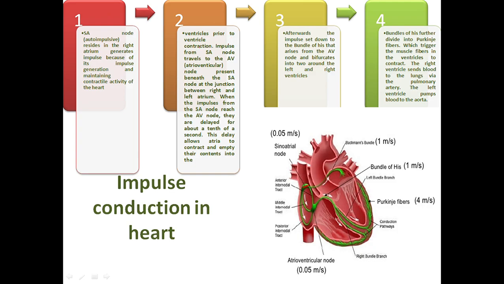Second, prior to the ventricular contraction, the impulse from the SA node travels to the AV node. Then at the AV node, the impulse is delayed. There is a delay of about a tenth of a second. This delay allows the atria to contract and empty their content into the ventricles. Afterwards, the impulse goes down to the bundle of His and from the bundle of His to the Purkinje fibers.